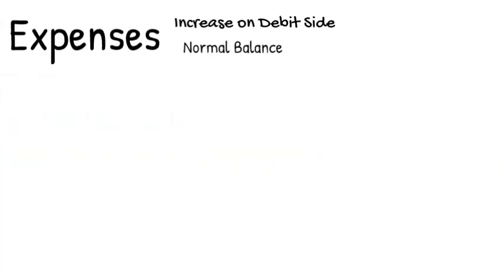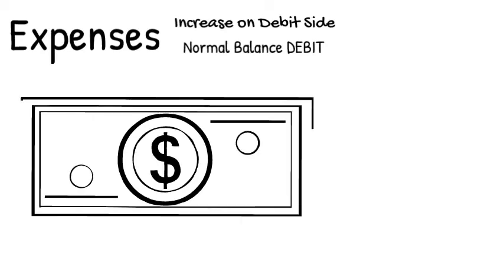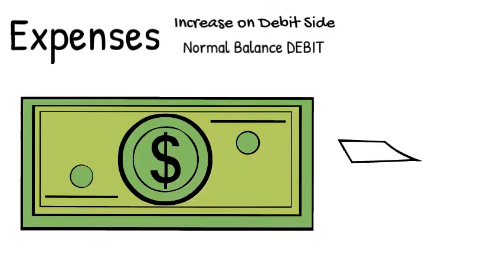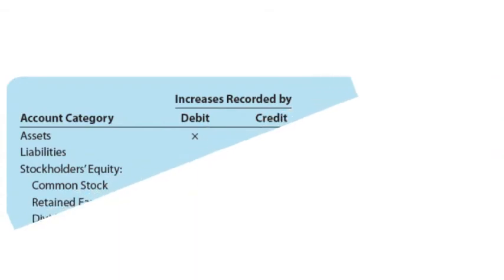Expenses increase on the debit side and have a normal debit balance. Examples of expenses are rent, utilities, and operating expenses. Now, let's review all of the account categories and whether they increase on the debit or credit side and their normal balances.